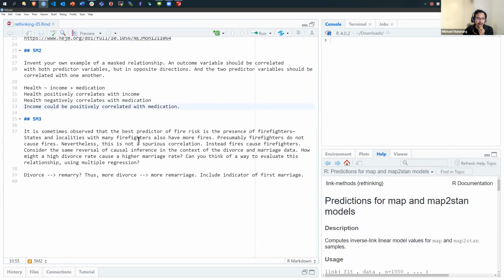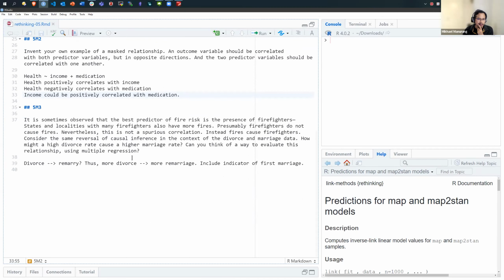And for the 5M3, well, I haven't really thought a lot about this, but an explanation that came to my mind is whether divorce causes remarriage. I would imagine that if more people are getting divorced, then they would also expect to remarry. I don't know.